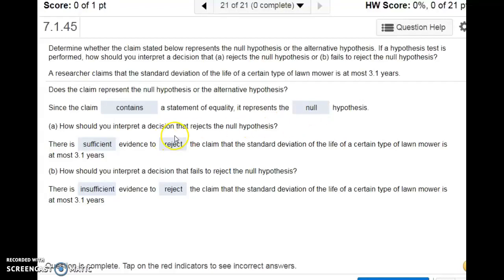So how should you interpret a decision that rejects the null hypothesis? Well, if we get back a sample that causes us to reject it and assume that the alternative is true, that it's greater than 3.1, we'll say there is sufficient evidence to reject the claim that was made, that the standard deviation of the lawnmowers is at most 3.1. How should you interpret a decision that fails to reject the null? So failing to reject, what you would say there is just that there is insufficient evidence to reject. We haven't proved anything. We just don't have enough evidence to reject the claim that was stated in the null hypothesis.